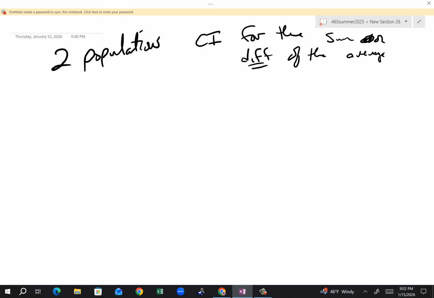So I had hoped to do one other one besides this one, but life will go on. This is the one that we're going to finish with for confidence intervals.